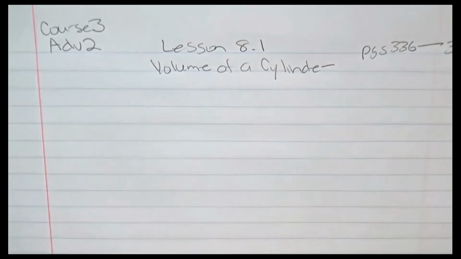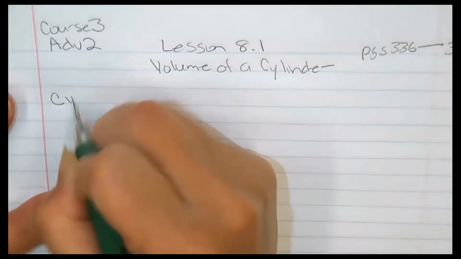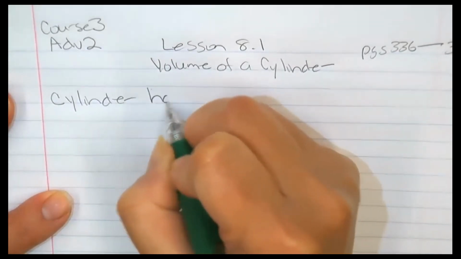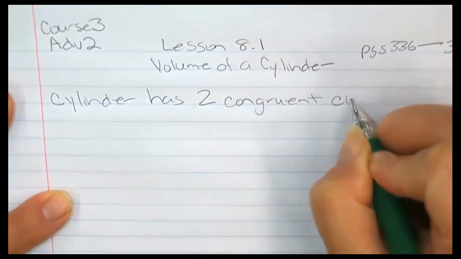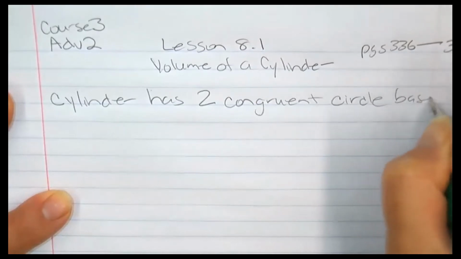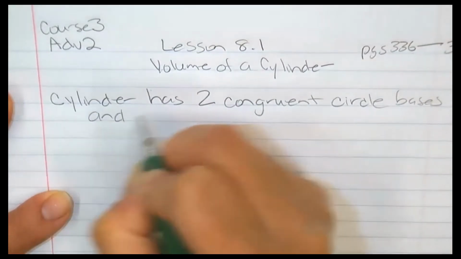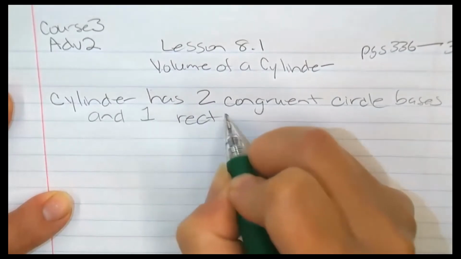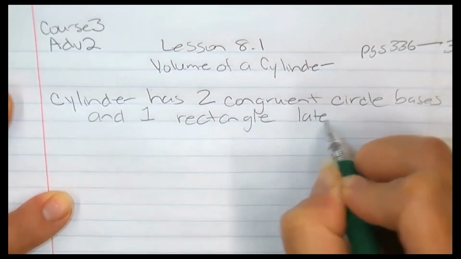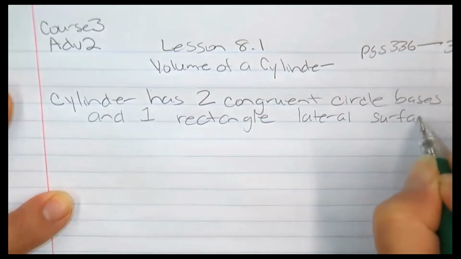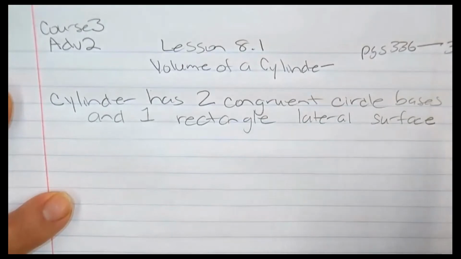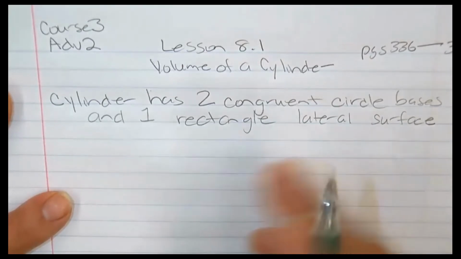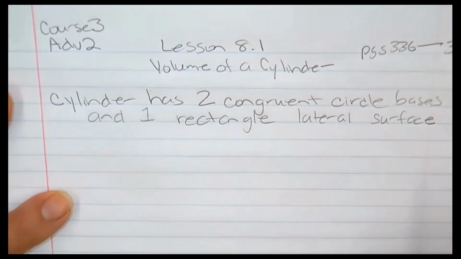Okay, so let's talk about a cylinder. Let's review a cylinder. Remember, a cylinder has two congruent circle bases and one rectangle lateral surface. So when it's unfolded, you've got two congruent circle bases and one rectangle lateral face. But we're going to be working with the volume of a cylinder.